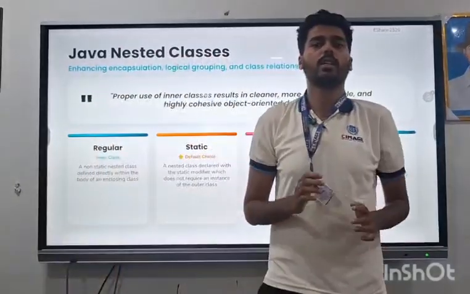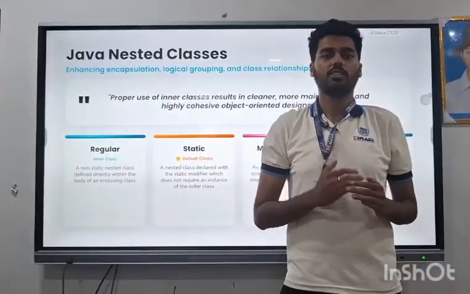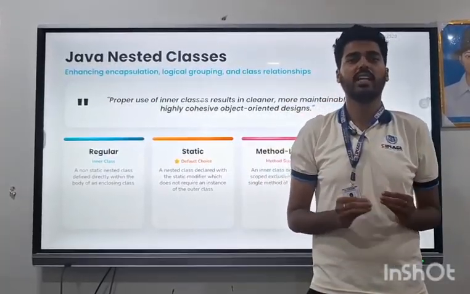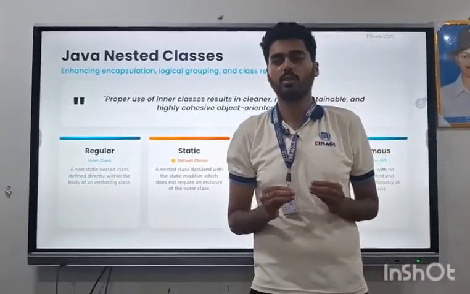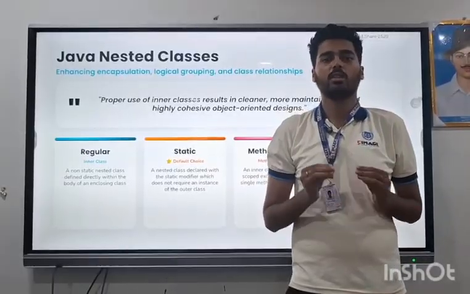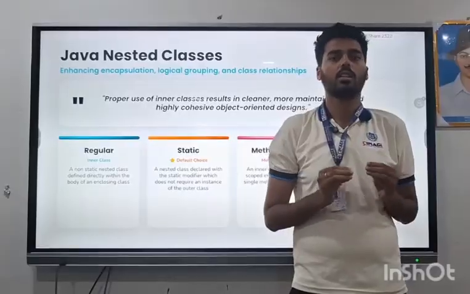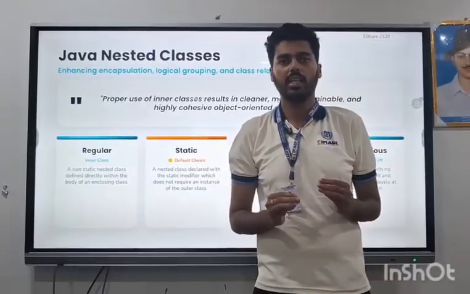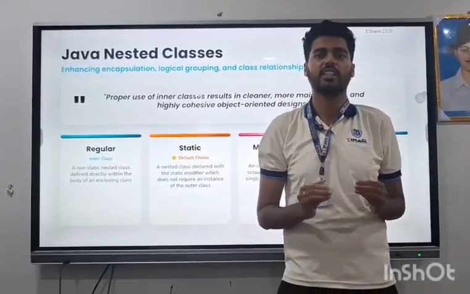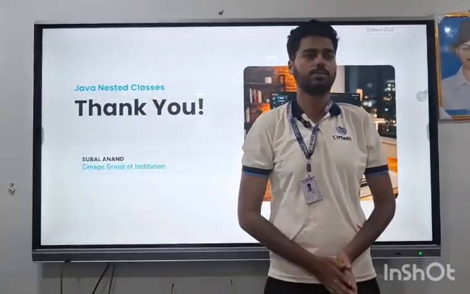After that, the regular inner class. A regular inner class is an inner class which is defined inside the outer class, but we have to create both objects. In a static inner class, we don't need to create the object of the outer class. In a method local inner class, we have to define the functionalities inside the method, and an anonymous inner class is a class which is defined and instantiated at the same time. That's all. Thank you.